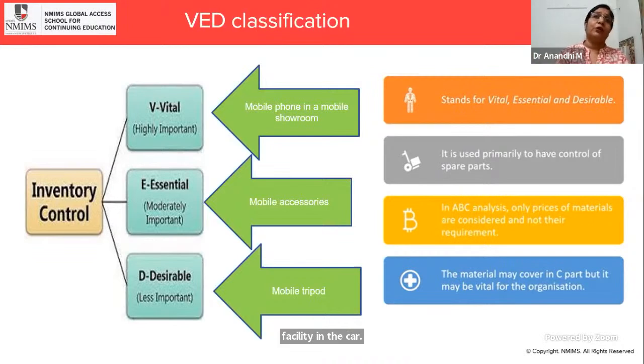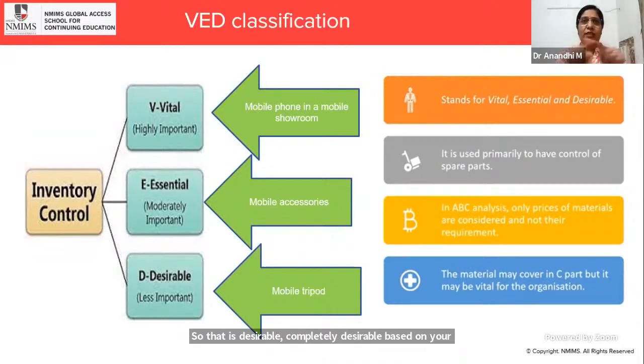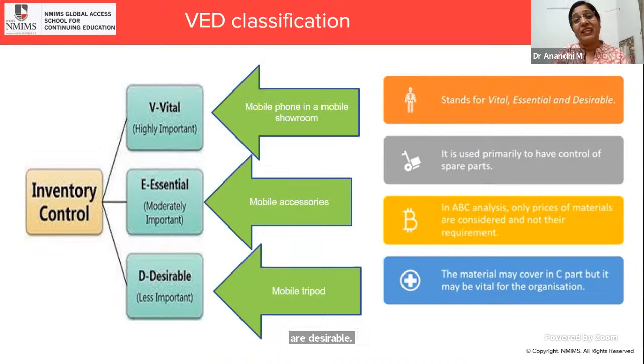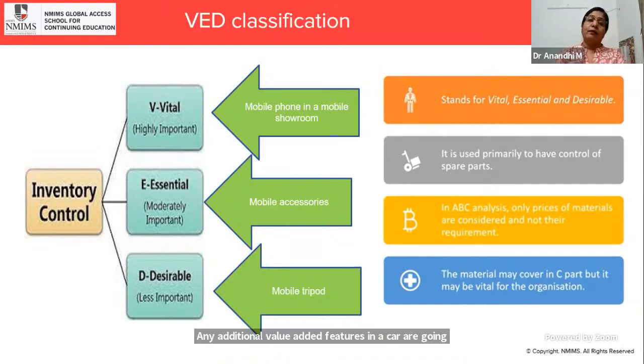Based on your requirement, you will go with that. Having a screen, or maybe a small TV monitor for the backseat passengers, all these are desirable. Any additional value-added features in a car are going to be desirable for you. Right. So we'll see this example also.